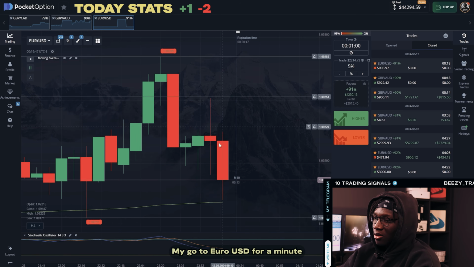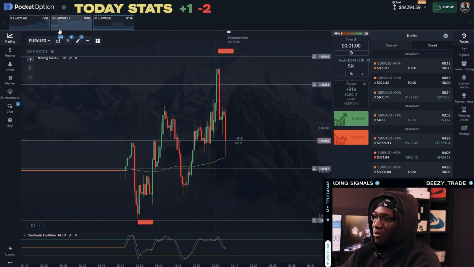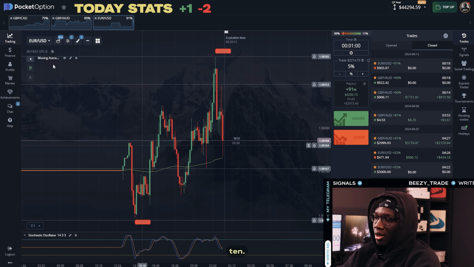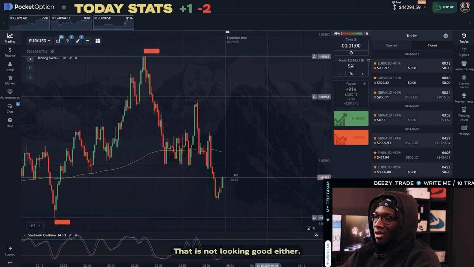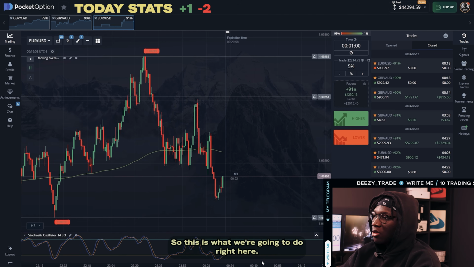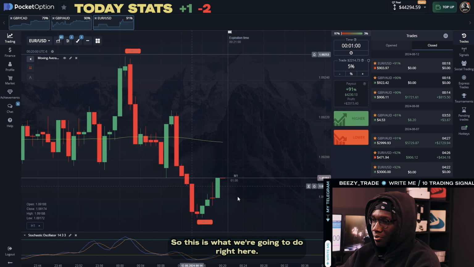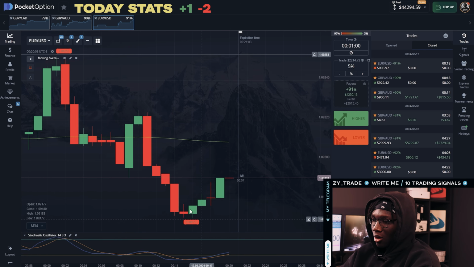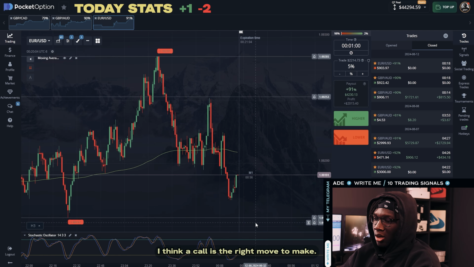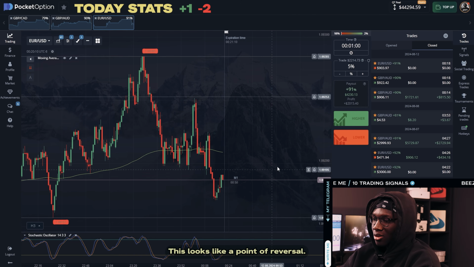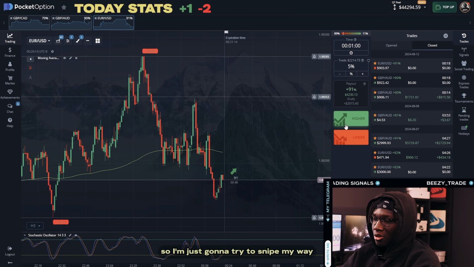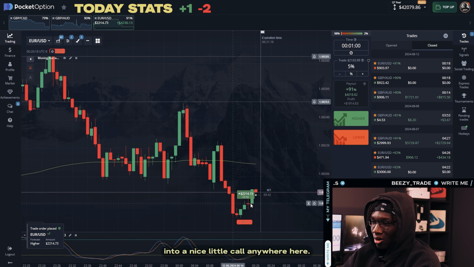I might go back to Euro USD for a minute. Let's check our high time frame, M10. Yeah, that is not looking good either. All right, so this is what we're going to do right here. I think a call is the right move to make. We can see strong candles right here. This looks like a point of reversal. So I'm just going to try to snipe my way into a nice little call anywhere here.